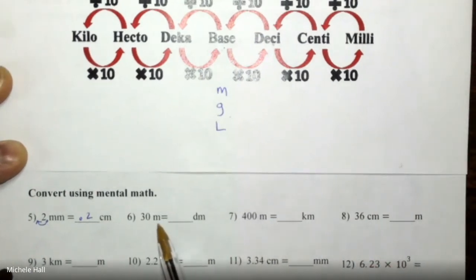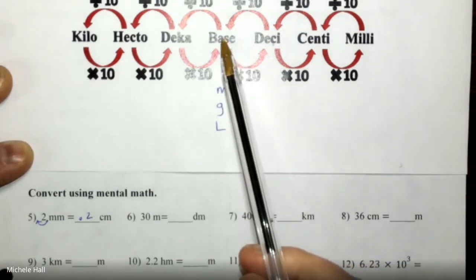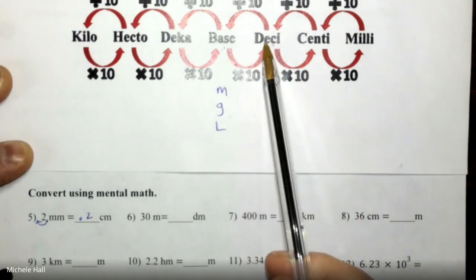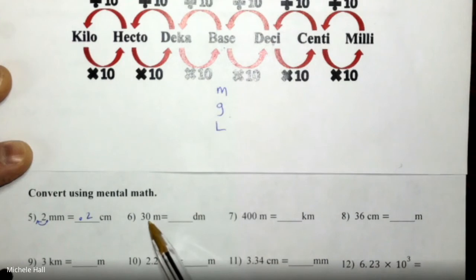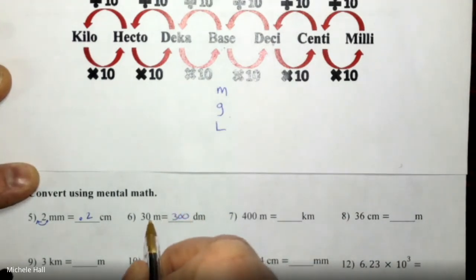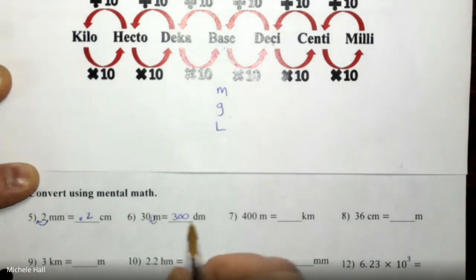We're going to go from meters to decimeters. So we have meters, the base, and going to decimeters. I'm going to multiply by 10. 30 times 10 is 300. My decimal is here at the end, and when I move it once and fill in a 0, it becomes 300. So 30 meters equals 300 decimeters.